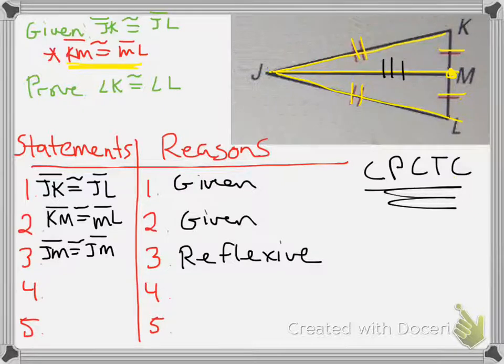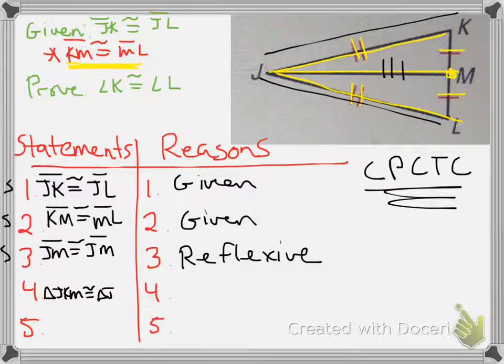And then we have a side, we have a side, we have a side. So then we can say that triangle JKM is congruent to triangle, and this is important to note, our congruency statement here. So J, and then we want to have L, because JL is congruent to JK, so those need to match up. So we have JLM.